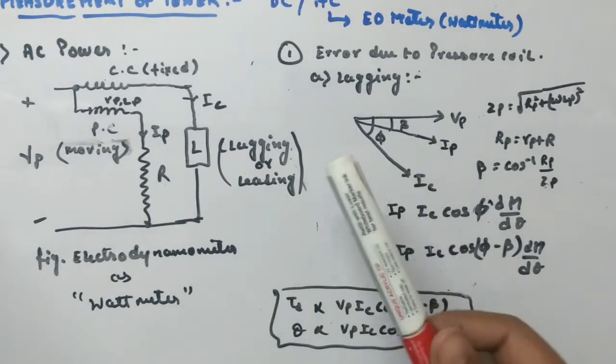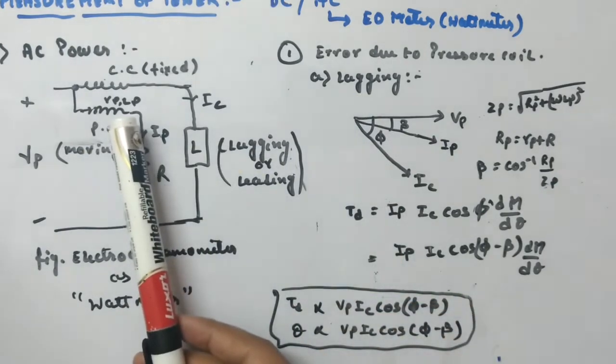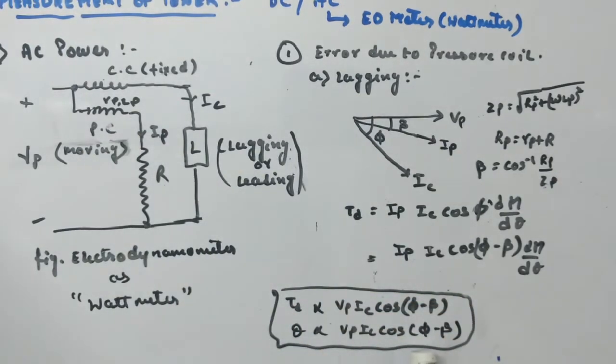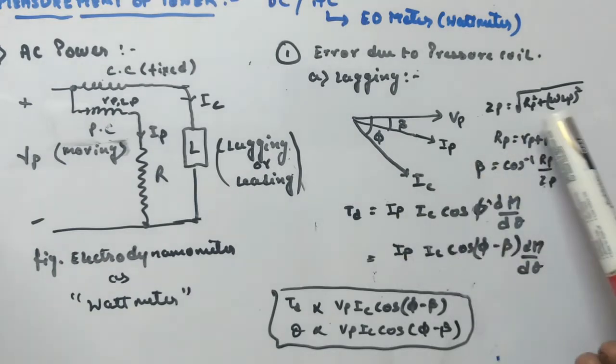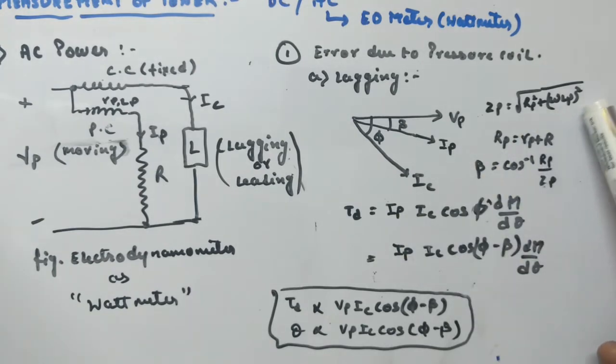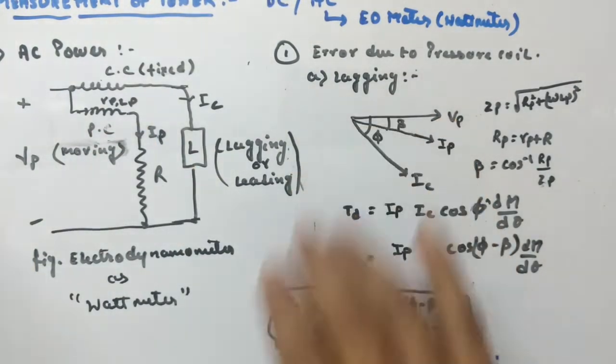So what you can see is, in case of lagging power factor, if you are including the inductance of the pressure coil, instead of cos phi you now have cos phi minus beta, where beta is cos inverse of Rp divided by Zp, Rp is small rp plus r, and Zp is the square root of Rp square plus omega Lp whole square. So that's the change you see when you include it, and that is for lagging power factor.